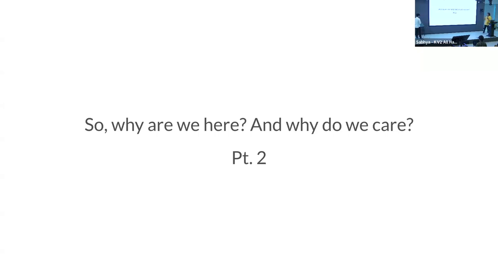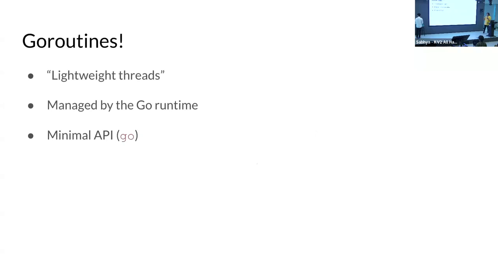Why are we here? Why do we care? Part two, goroutines. So this is Go Bangalore. We are here to talk about Go. Goroutines, if you've used Go, a lot of us really appreciate the concurrency primitives of Go. So goroutines are, quote unquote, lightweight threads. They're not threads, don't quote me on this. They're managed by the Go runtime, which we'll see soon. It exposes a super minimal API that you can use and it just does its thing. It's just the keyword go.